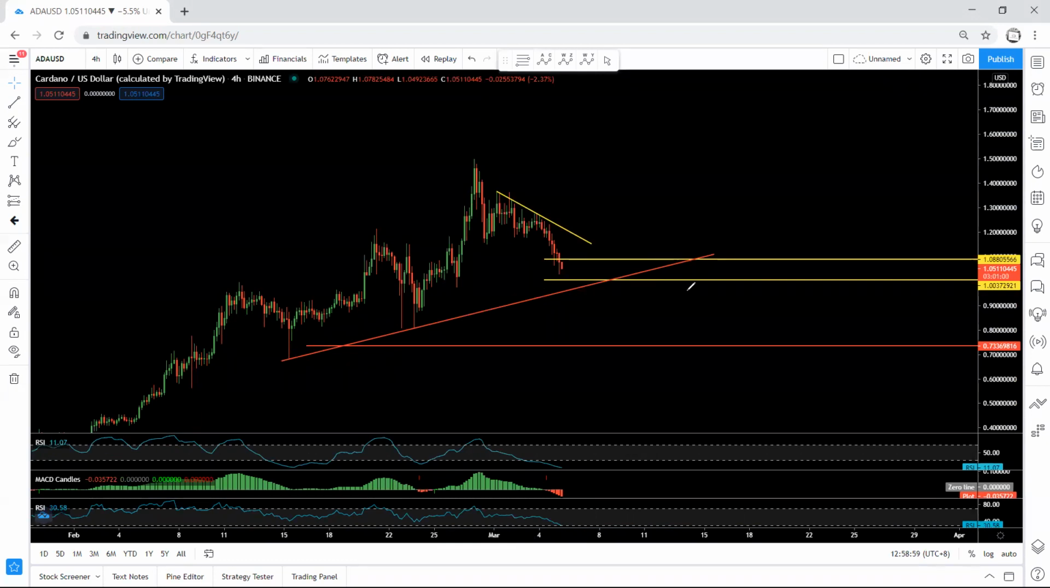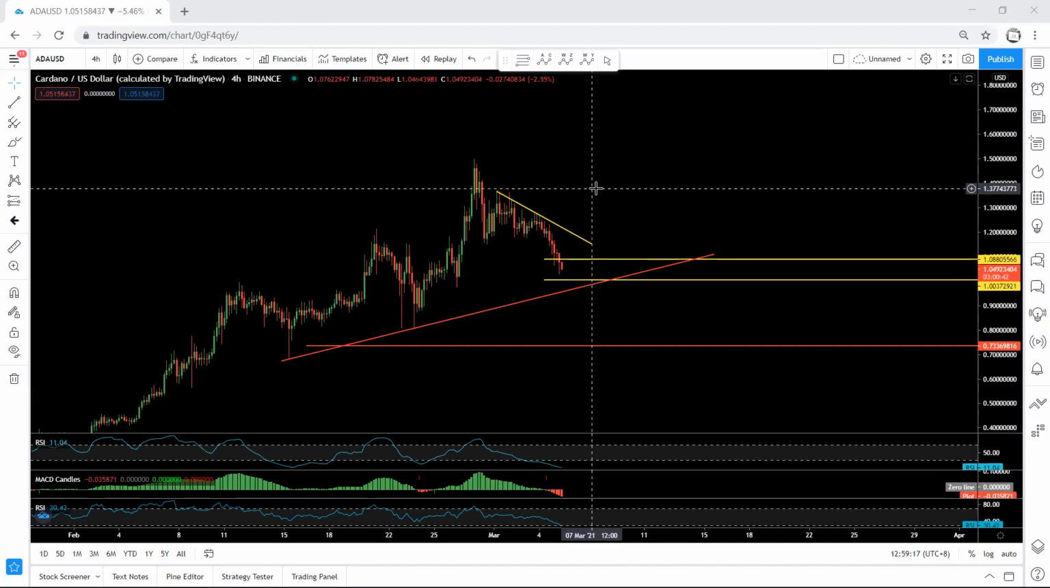Again, in our analysis, we have this line. Now we can expect the price to take this one. Still, we can expect the price to drop quite a bit more, based on what we have right now. We can expect the price to drop to 0.95. Then from there we reverse.